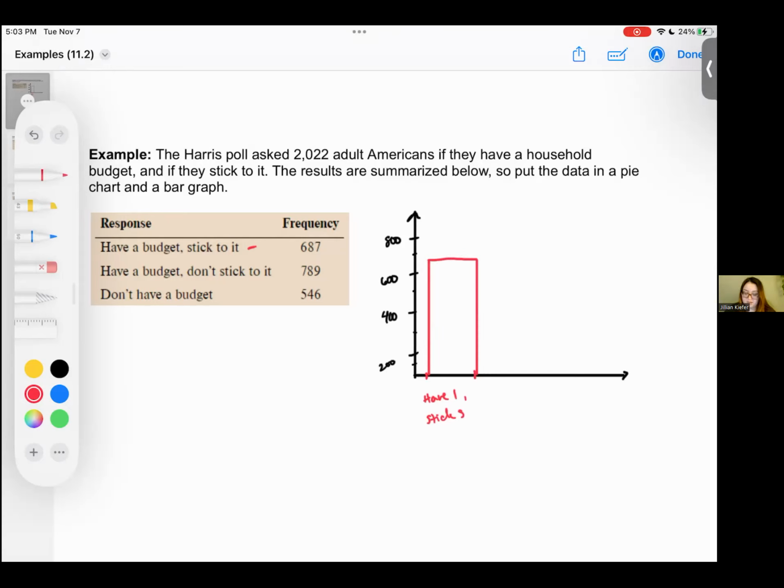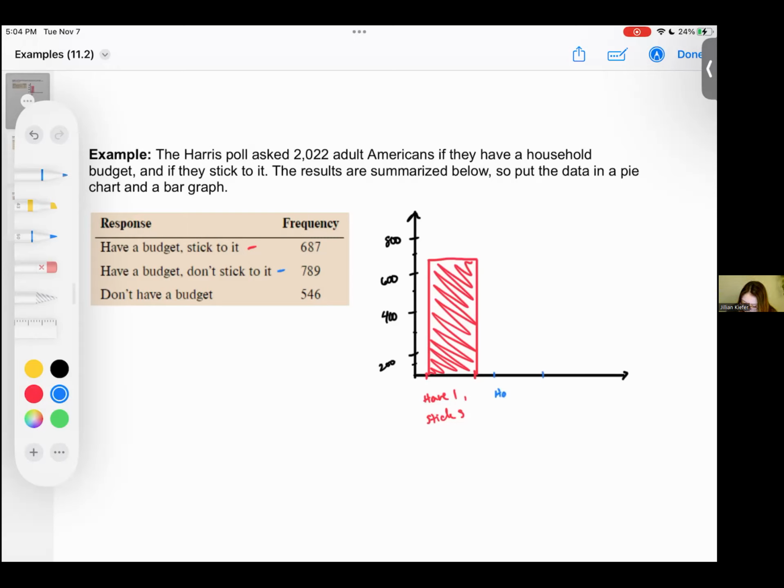And we'll connect it. And there's our first bar. We can color it in a little bit. So there's have a budget and sticks to it. And I can pick a different color and do have a budget and doesn't stick to it. So this one will be blue.